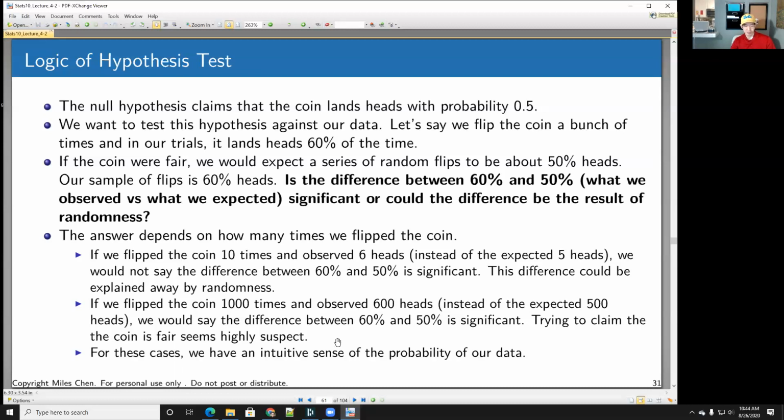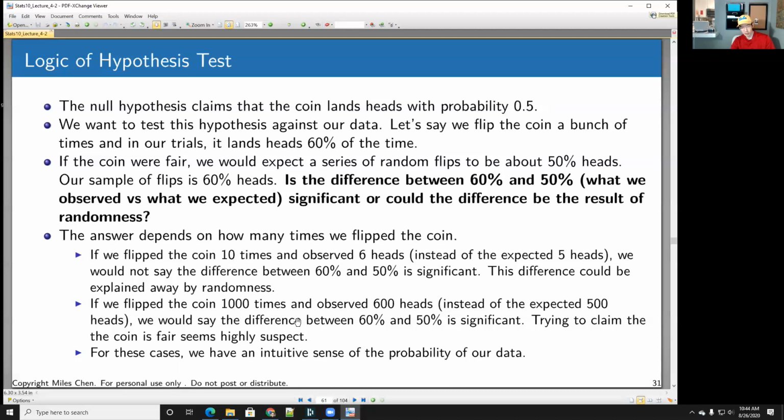And so, in these cases, I think we've got a kind of intuitive sense of the probability regarding our data. We can understand 6 heads out of 10 is not unusual. 600 heads out of 1,000 would be highly unusual with a fair coin.